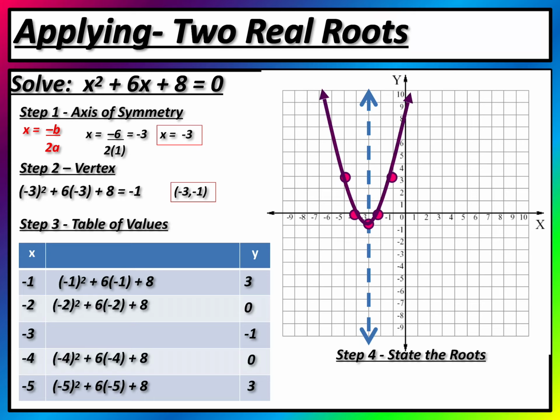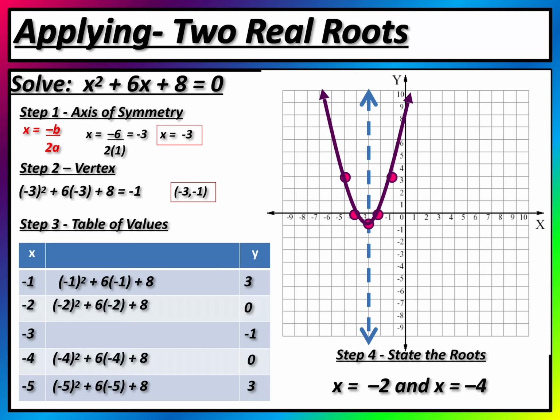All right, and now we want to state the roots. So the roots happen where the graph crosses the x-axis. Okay, and this situation says that we should be getting 2 real roots. So that means we're crossing at 2 different points. Okay, the roots are x values, so they need to be stated as x equals. So this parabola crosses the x-axis at -2 and -4. So my roots are x equals -2 and x equals -4.